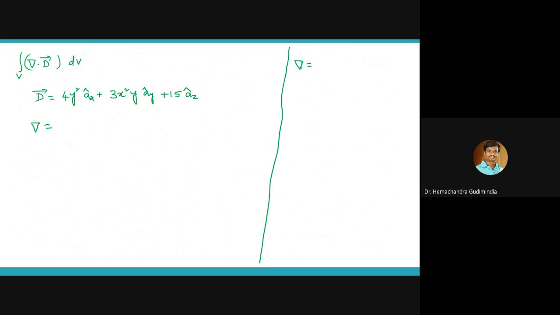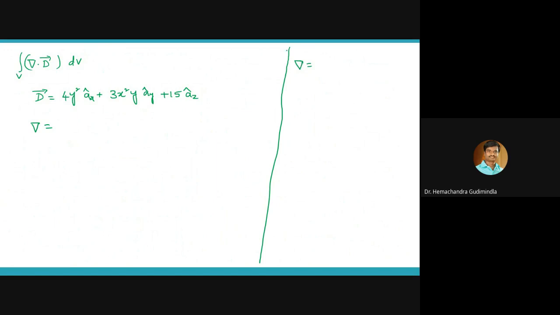So what is the purpose of this? You can calculate the gradient. Gradient means how much slope is there. You can calculate the divergence. That means how much flux is leaving, how much something is leaving from the surface, that you can see with the divergence.